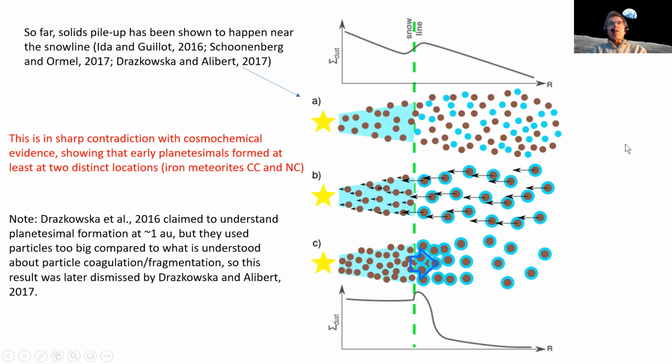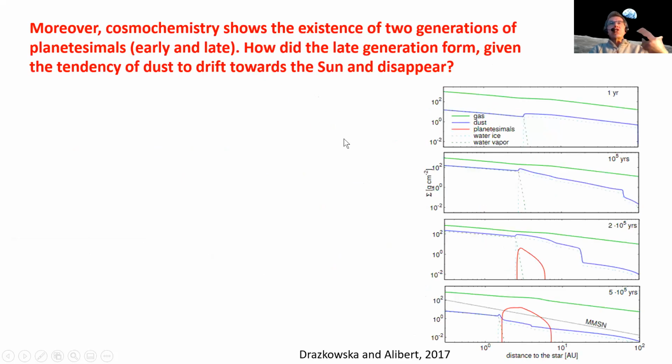Moreover, there is another problem, as I showed in the first part of my lecture: there are two generations of planetesimals. There are the early planetesimals that form at two sites, but there are also late planetesimals that formed a couple of million years later. And how could they form?